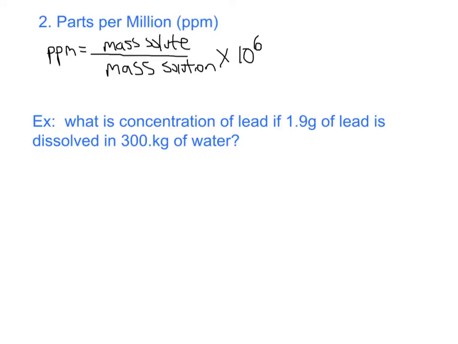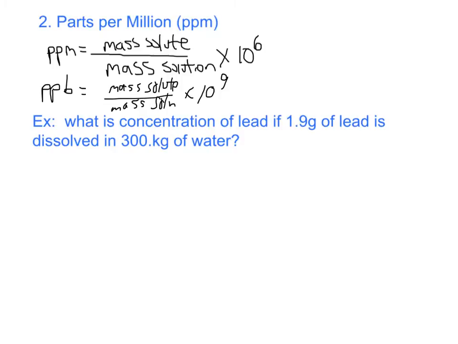Now, I didn't add this on here, but you could do the same thing and get ppb, which would be parts per billion. So we're going to take the mass of solute divided by the mass of the solution, and then we would multiply by a billion, 10 to the 9th. The only thing you need to make sure of is that the masses are in the same unit so they cancel out.